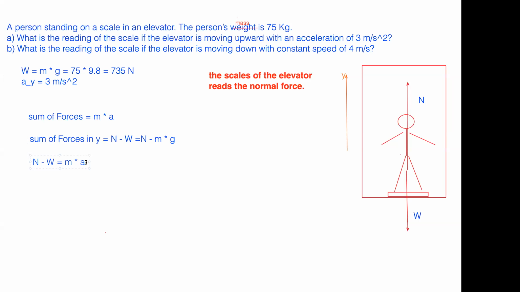So let's start calculating the normal force, because part A asks us for the reading of the scale, and the reading of the scale is always the normal force. So we have to go for the normal force. So N equals W plus M times A.